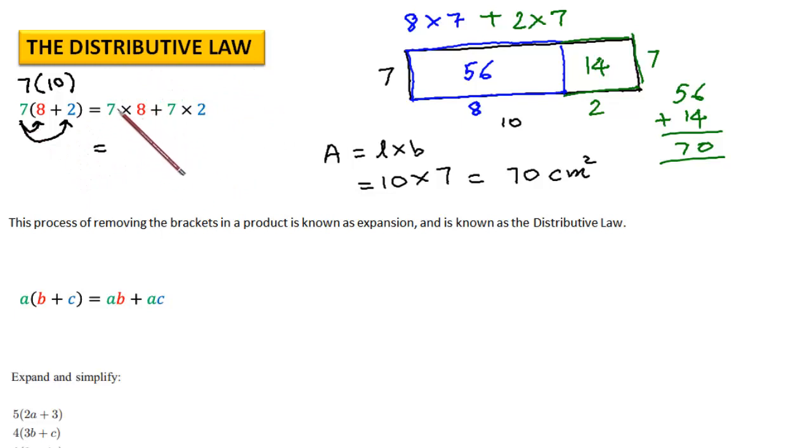So we have the same thing. 7 eighths is 56 and 7 twos is 14, and we add them and get 70, and 7 tens is also 70. So you see that we get the same answers.